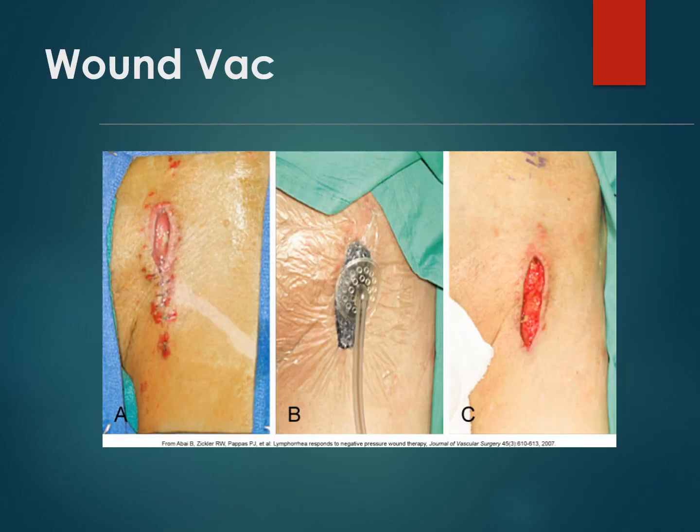So as you can see here, A is where the wound is, B is the actual wound vac. So the black foam actually sits in the wound bed, and then it is connected to a suction device that helps suck out different exudate and allows for that slow closure of the wound.